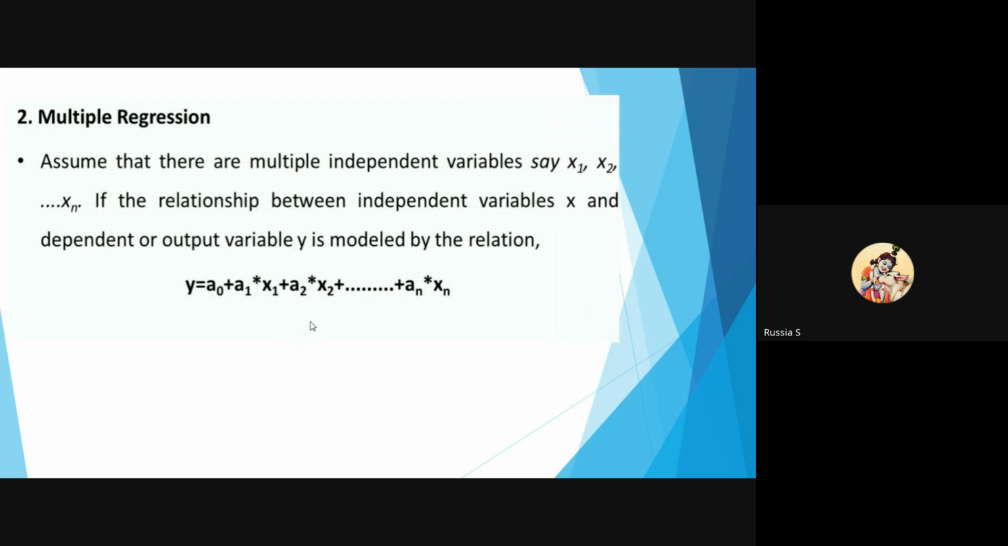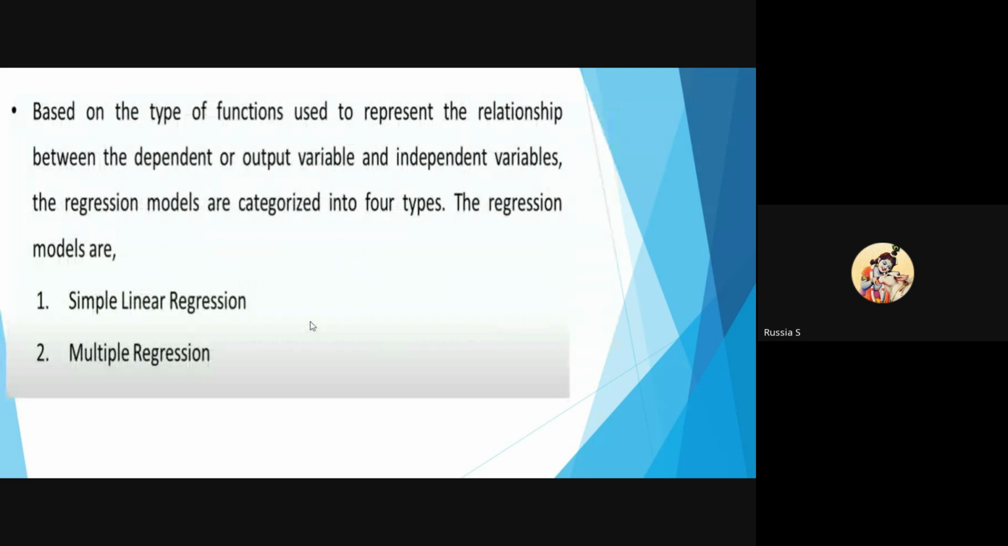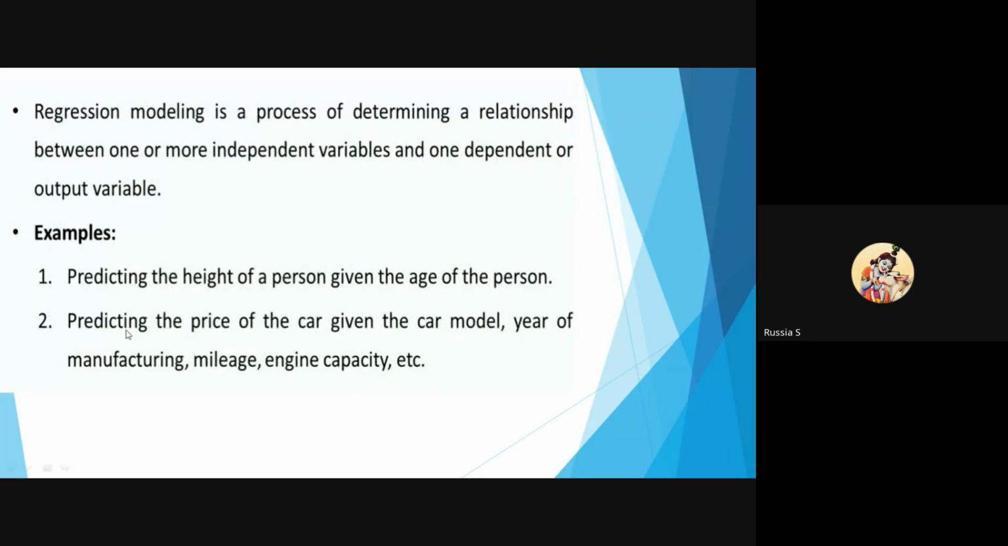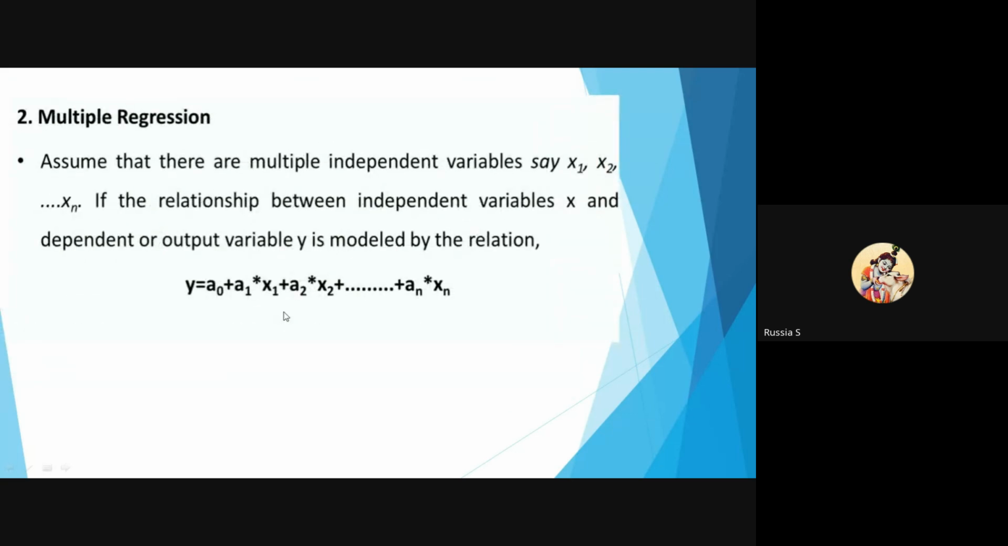Next is multiple regression. Assume that there are multiple independent variables, say x1, x2, etc., xn. So in the car example, it will predict the price of the car given values like car model, year of manufacturing, mileage, engine capacity, etc. This comes under multiple regression.